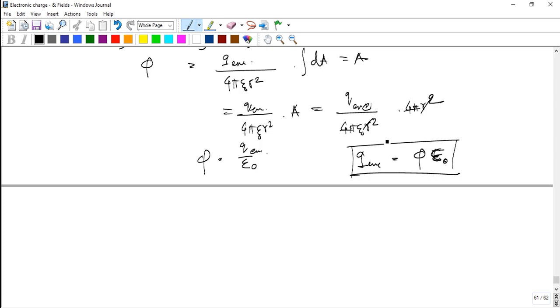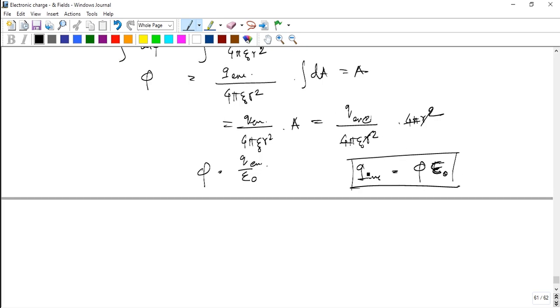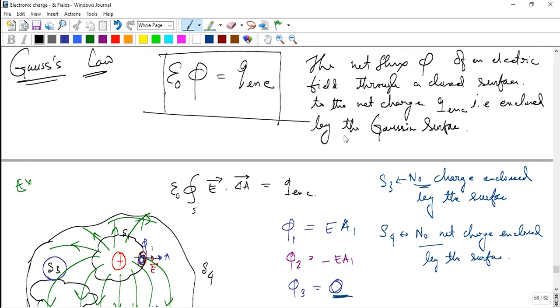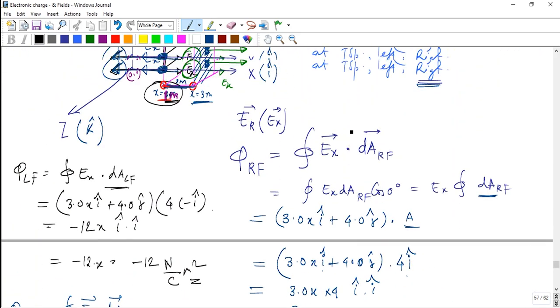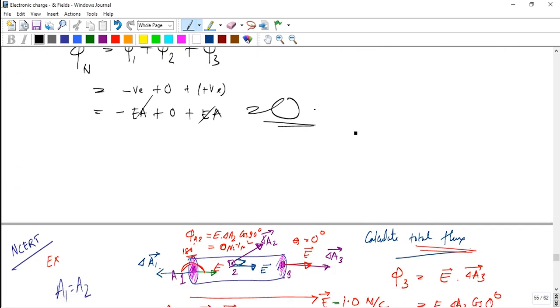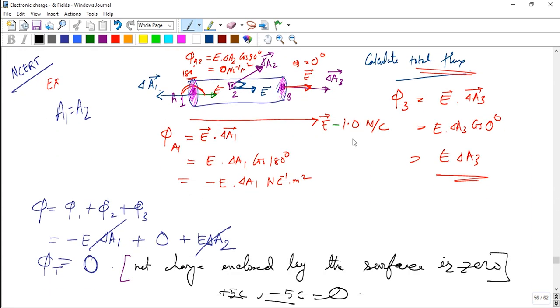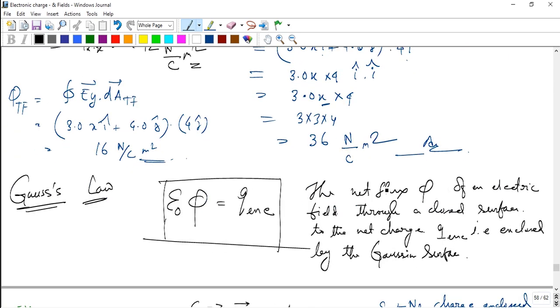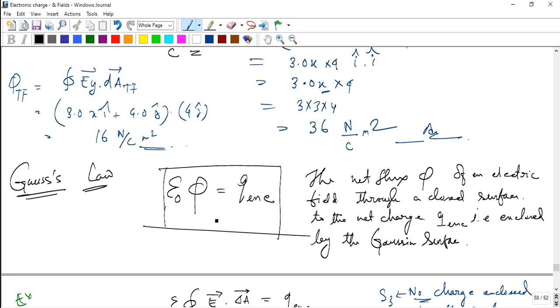So Q enclosed is phi times epsilon naught. The Gauss's law starts from these equations. Okay, sorry, ignore that. We have cleared the Gauss's law concept.